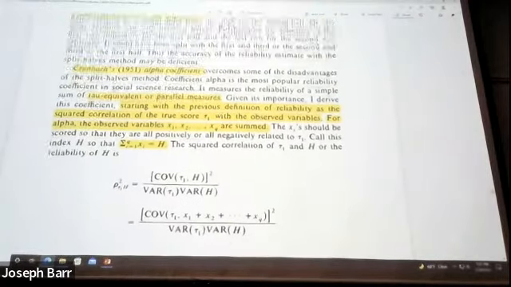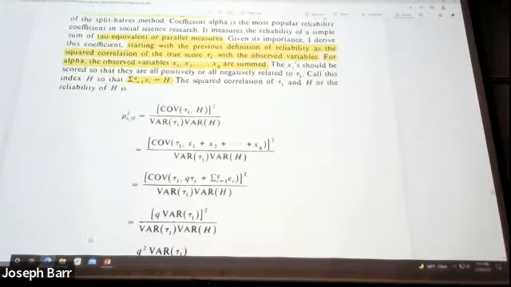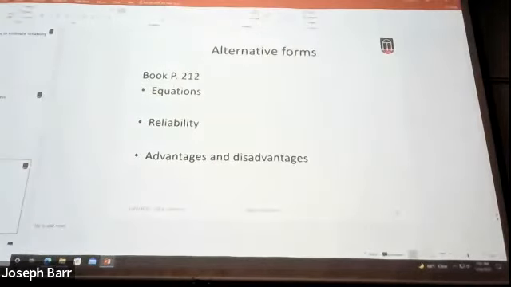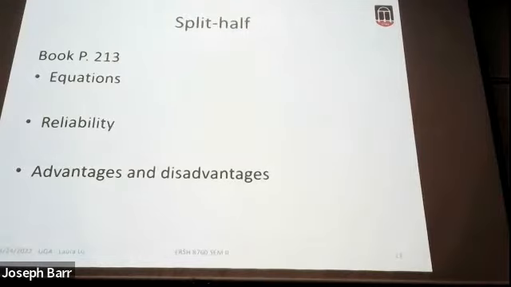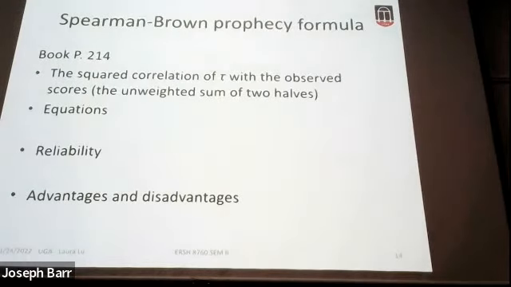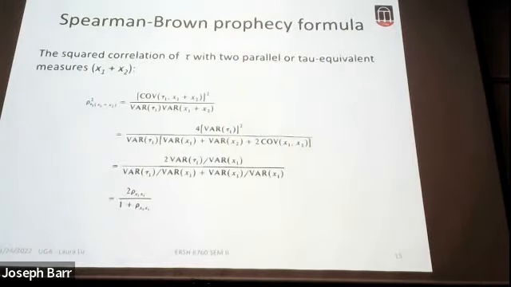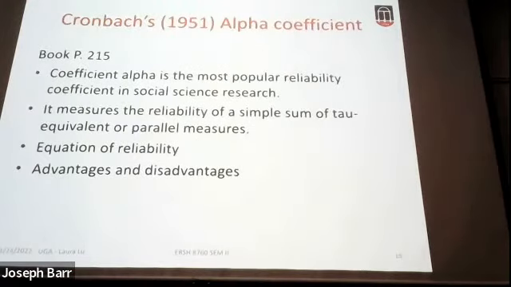So let's look at this derivation. Let's just look at the slides. Yes, split half, Spearman's proxy. This is a detailed derivation. And then the researchers developed the Cronbach's alpha. It's the most popular reliability coefficient in social and behavioral research. So what is that formula? It just measures the reliability of a simple sum of tau equivalent or parallel measures.